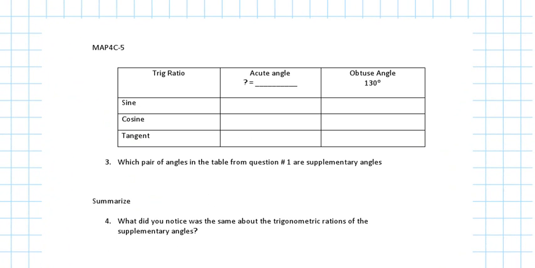Okay. So the supplementary acute angle for 130, what would it be? 50 degrees. Now what I want you to do is figure out what sine of 130 is, what's cosine of 130, and what's tan of 130, and then we're going to fill out the acute. So I want you to do the last column first.